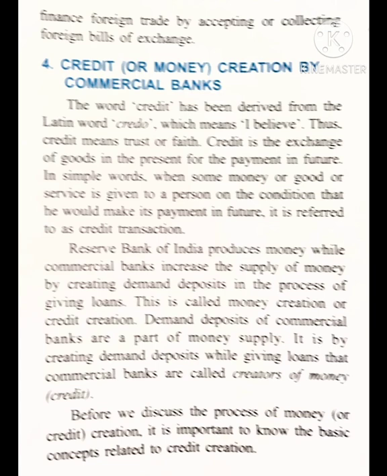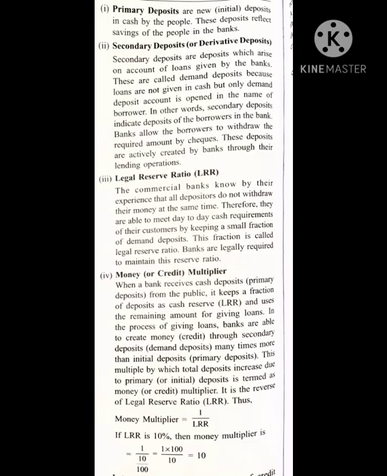When they are keeping the minimum balance, or when they are not withdrawing completely, that is LRR, that is legal reserve ratio. This reserve ratio the bank has to keep with them. Am I clear? Now next is money multiplier. Now money multiplier means what? This is what I said, bank is a money multiplier.